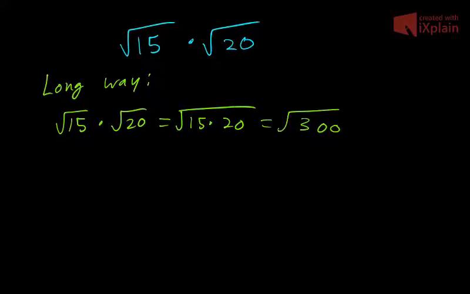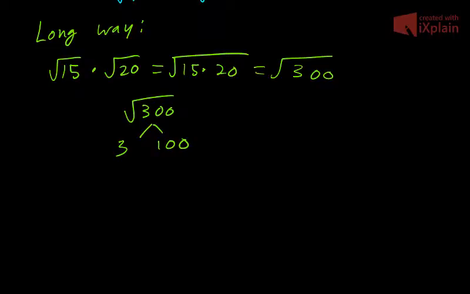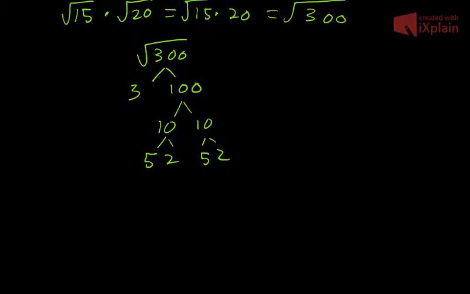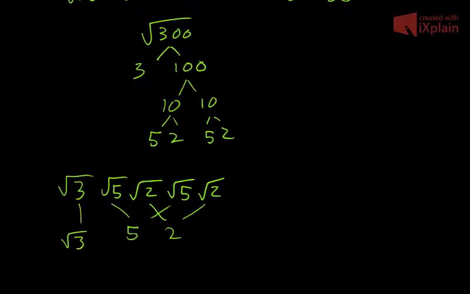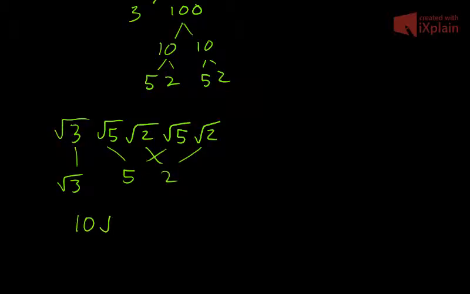And from here, I can simplify. Square root of 300, well, 300 is the same as 3 times 100. 3 is prime, but 100 is 10 times 10. 10 is 5 and 2. And from here, I can say that I have root 3, root 5, root 2, root 5, root 2. These become 5, those become 2. This is still root 3. 5 times 2 is 10 with my root 3. And that's what I get.